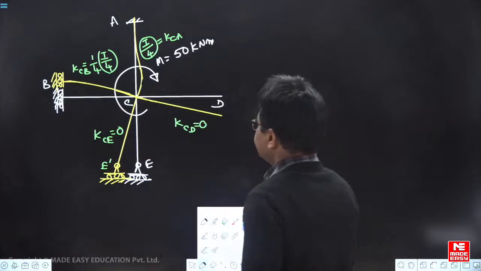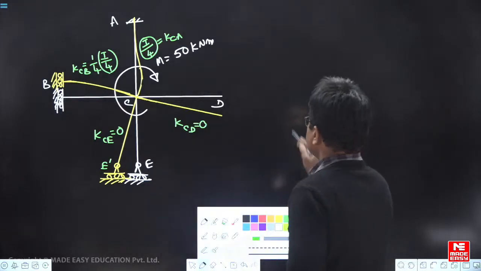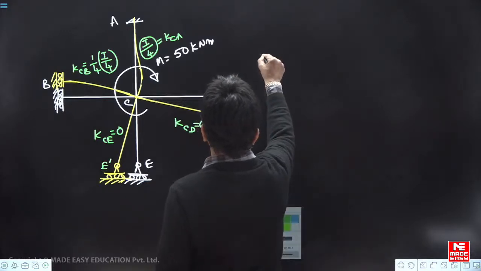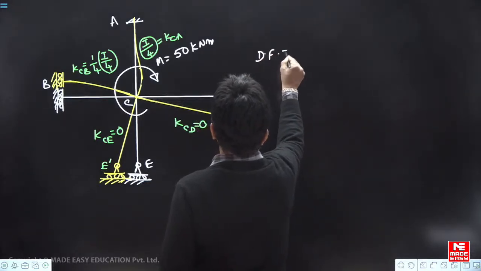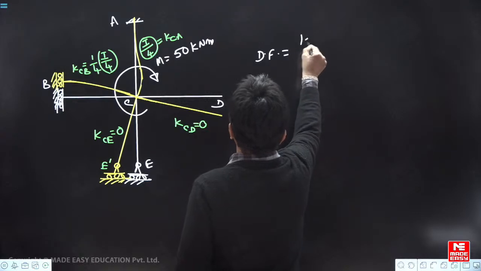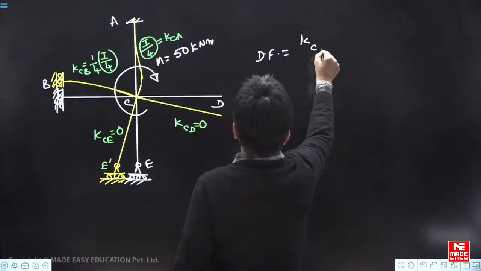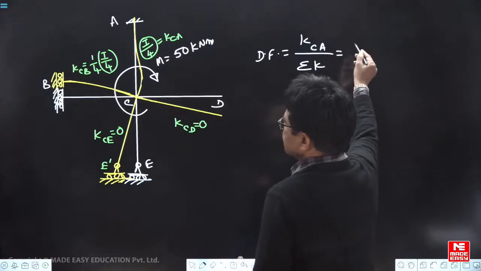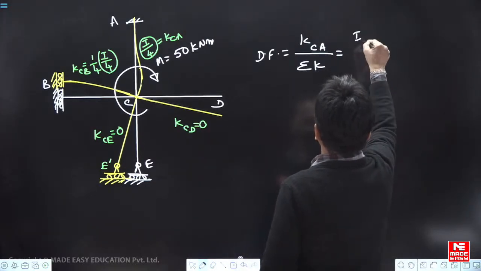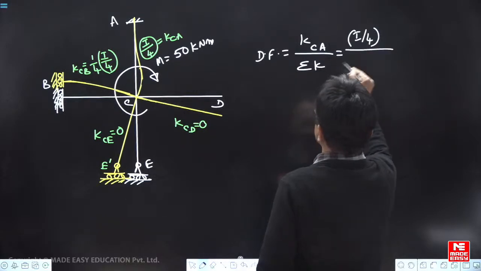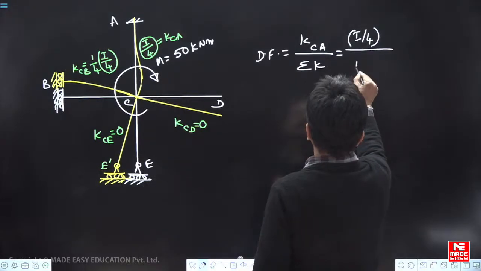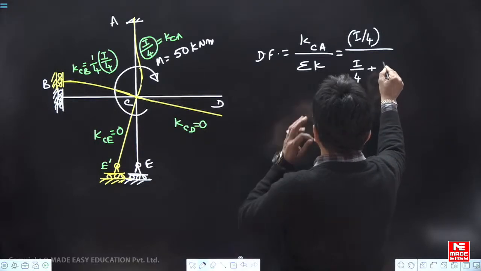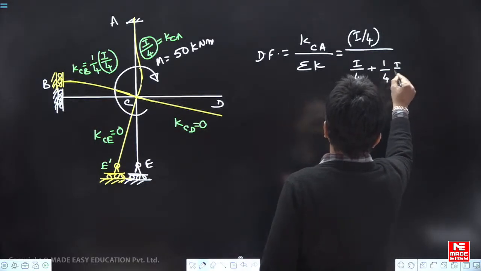Now you see, with this distribution factors you can find. Distribution factor is, we wanted moment at A, KCA by sigma K. KCA is I by 4. Sigma K, I by 4 plus 1 by 4 I by 4.